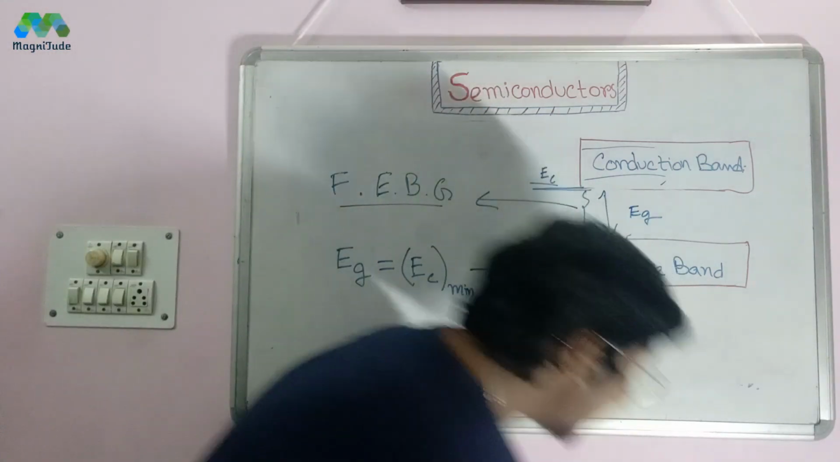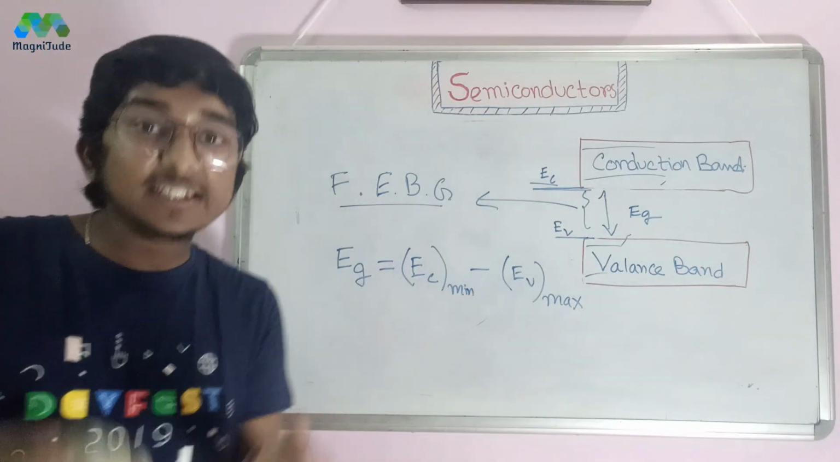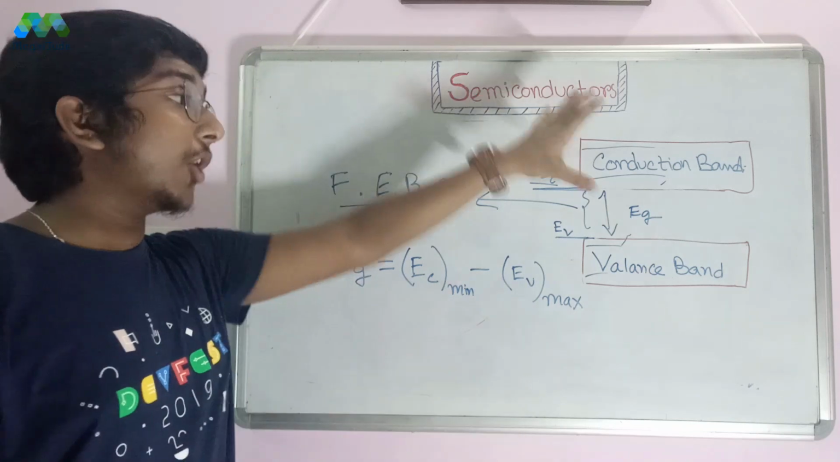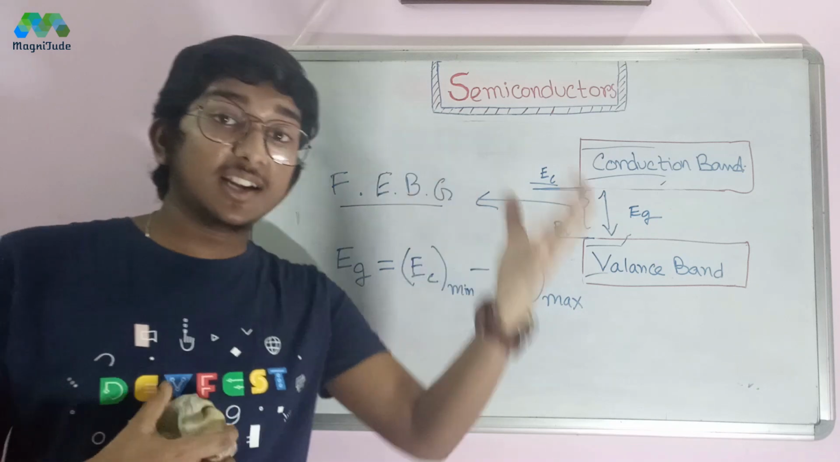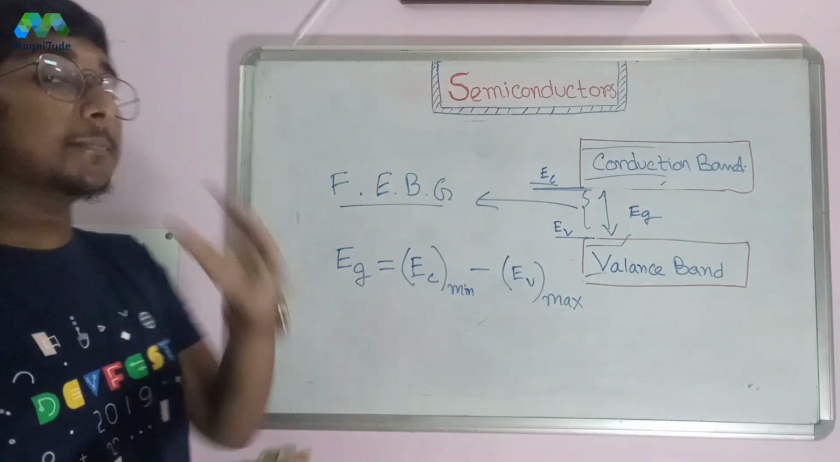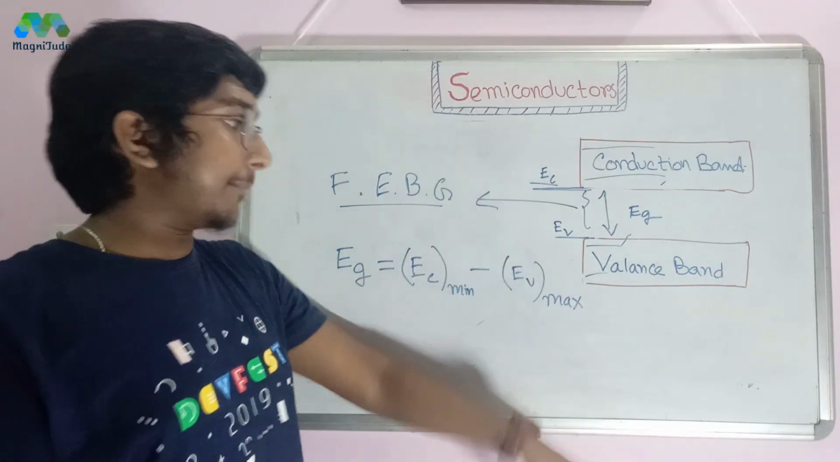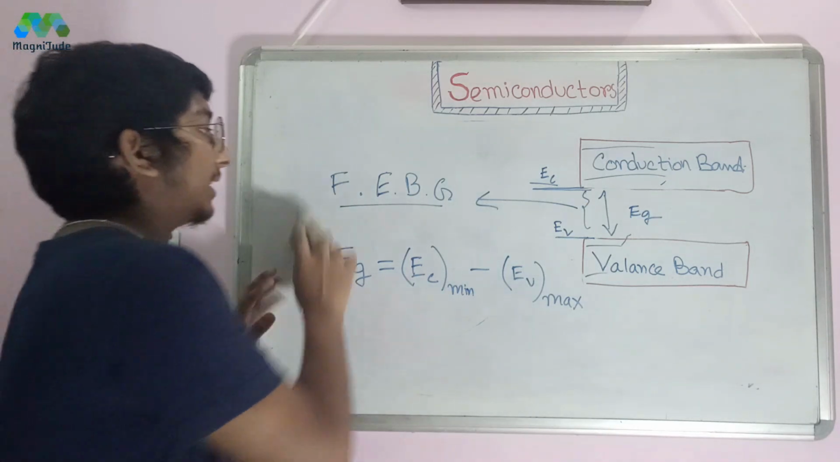Next we will move to the most interesting part, that is the difference between the conductors, the insulators and the semiconductors, depending on this band diagram. How can we judge which is conductor, which is semiconductor, which is insulator, by just seeing or describing how the band gap or these energy bands work? So let's move to that part.